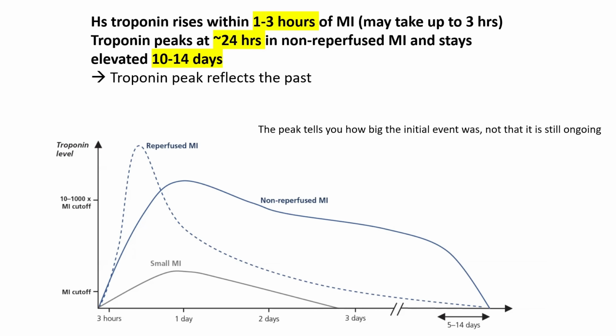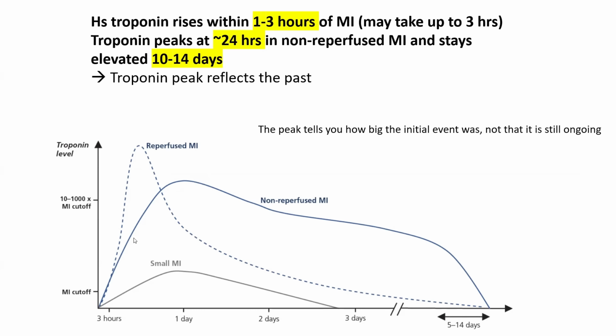If you dismissed his initial presentation, then yes, you need to be alarmed and adjust your treatment. If you weren't planning on cathing him, you need to cath him, not urgently because he's not having ongoing ischemia now, but you need to potentially change your strategy if you miss the initial diagnosis. But you don't think he's having ongoing ischemia. Very important: troponin peak sees the past. The peak tells you how big the initial event was, not that it is still ongoing. That's one of the most common mistakes I see among fellows, and especially internists and residents.